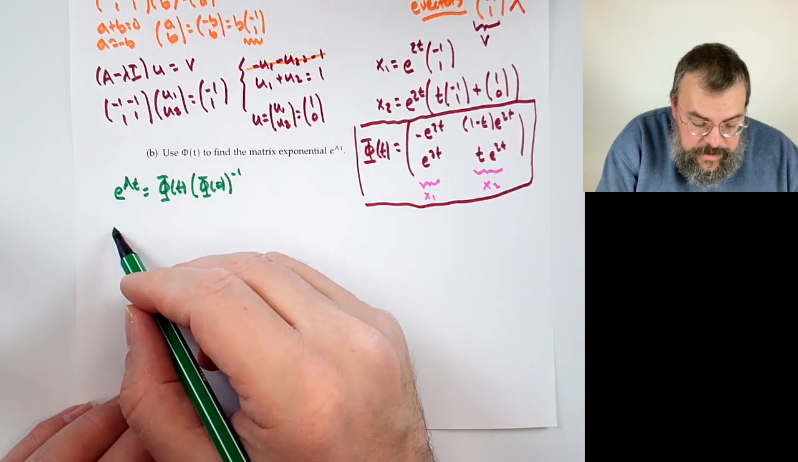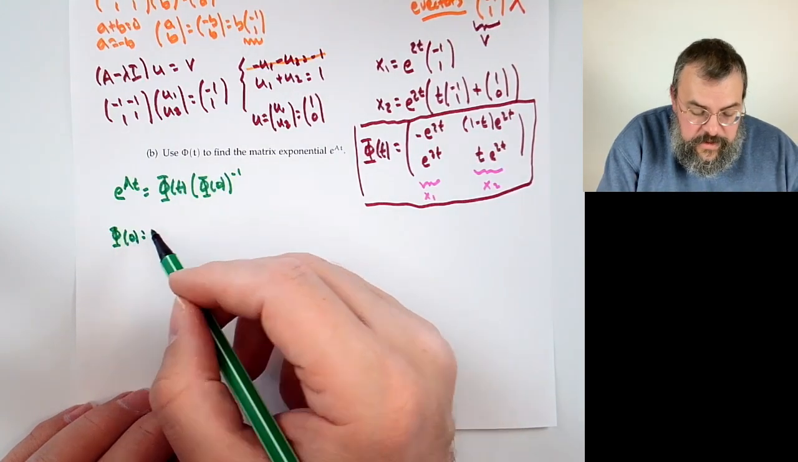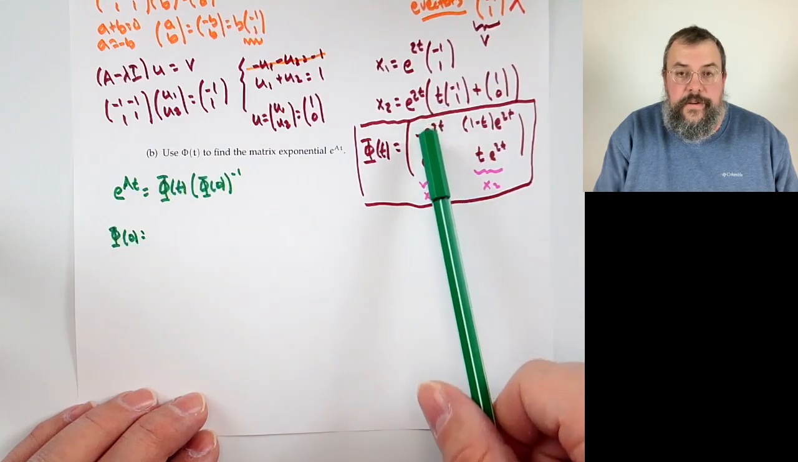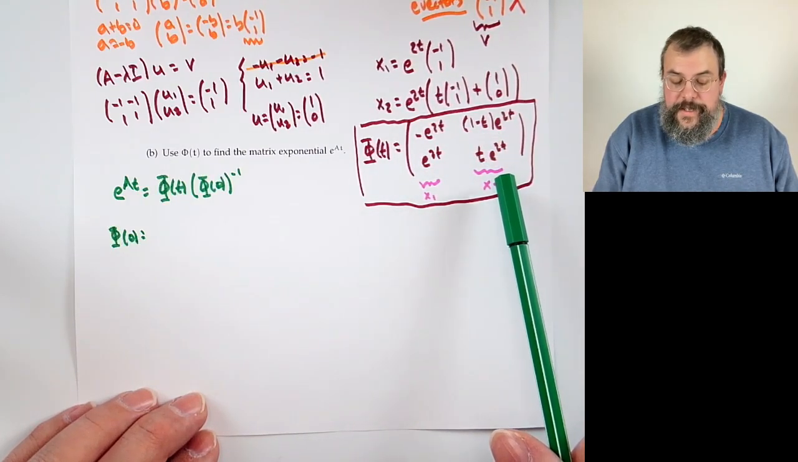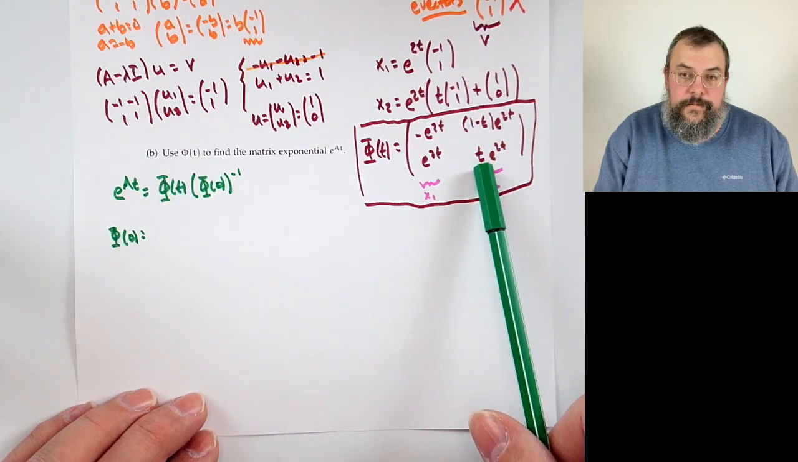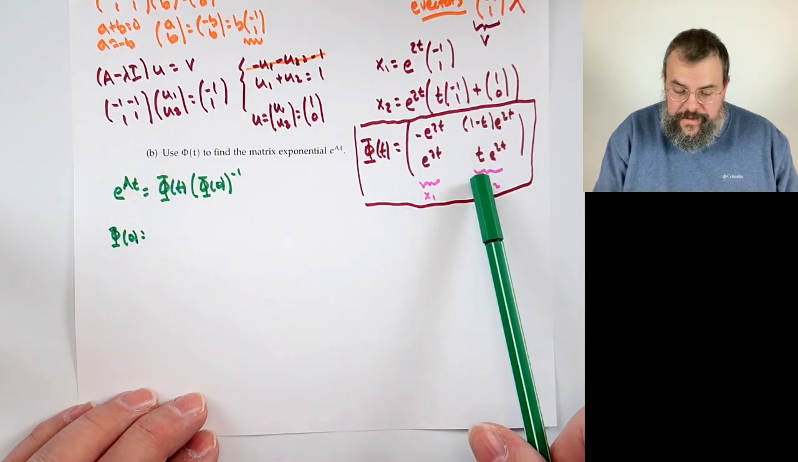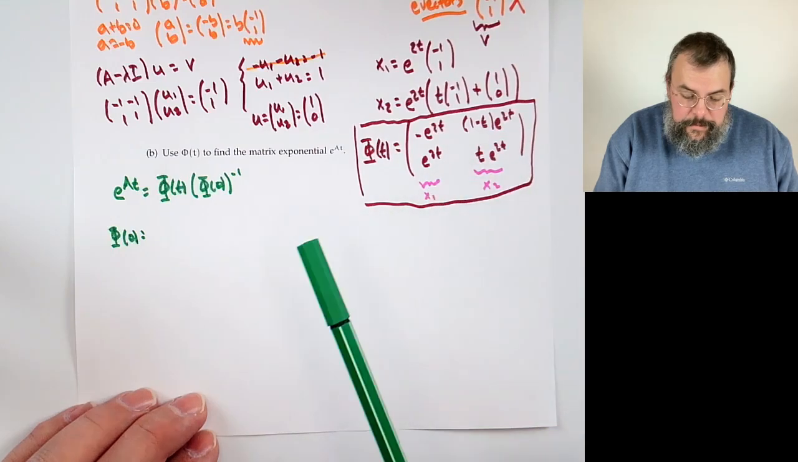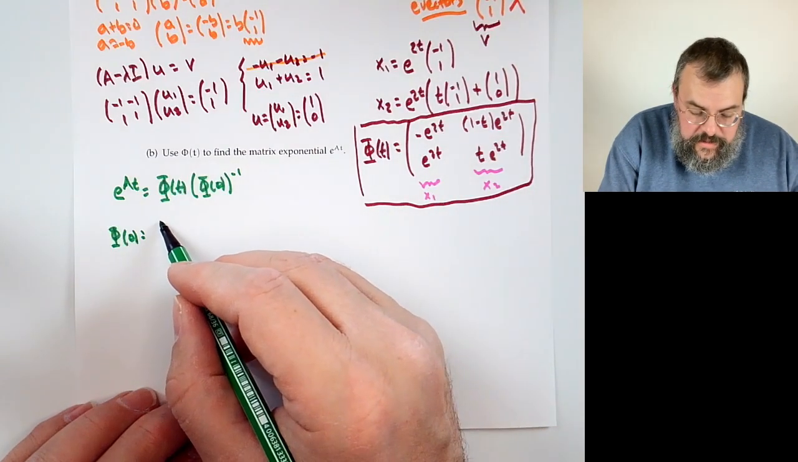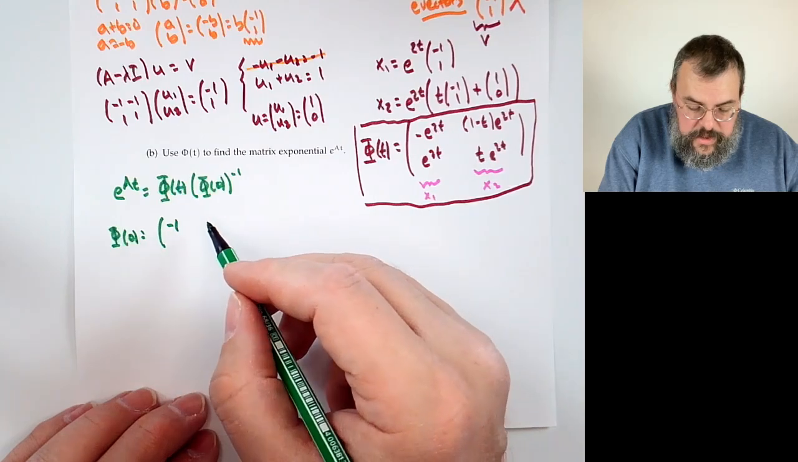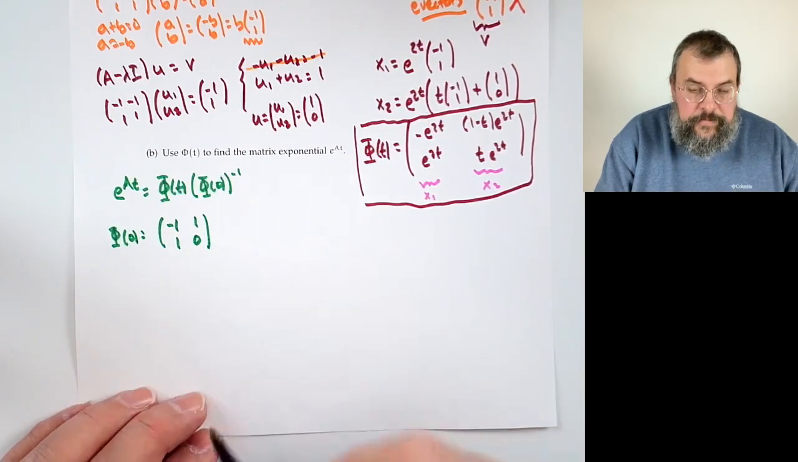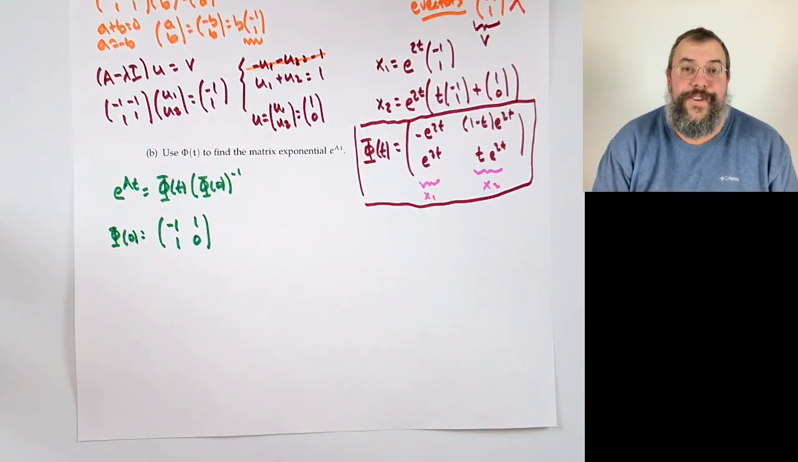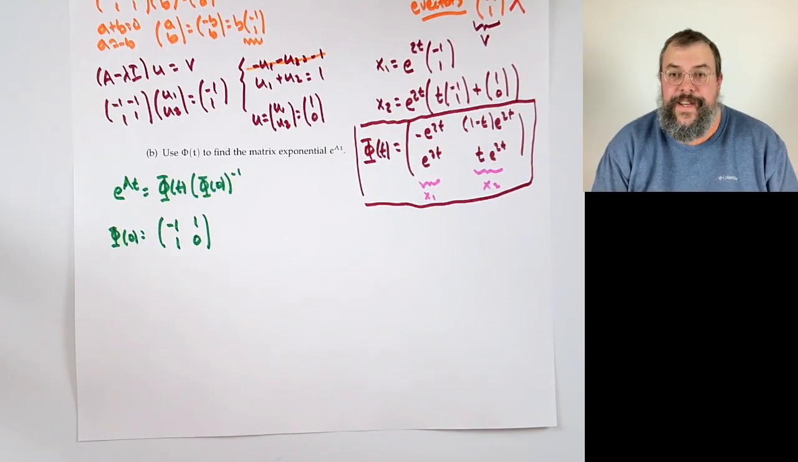So first off, what is phi of 0? Well, the nice thing is e to the 0 is 1. When we plug in t equals 0, t equals 0 is 0, right? So a lot of things simplify pretty nicely. And we get this matrix minus 1, 1, 1, and 0. Well, that's nice. That was about as good as we could hope for.